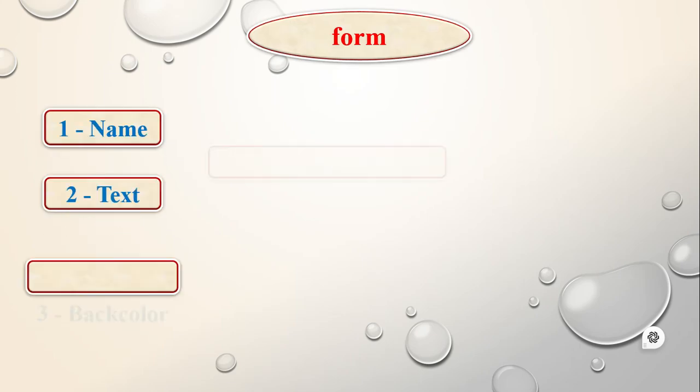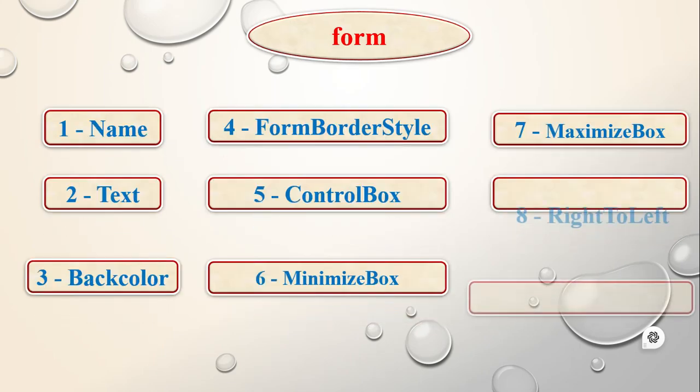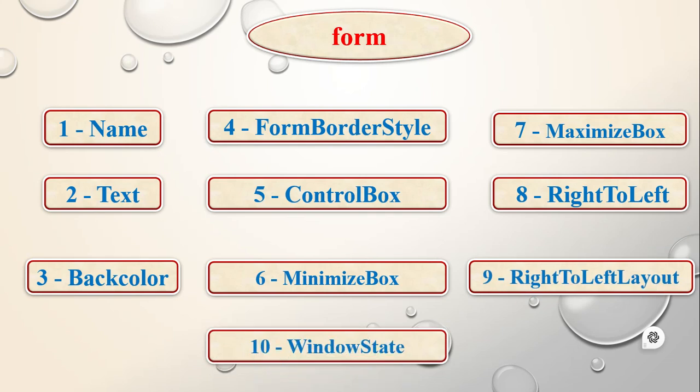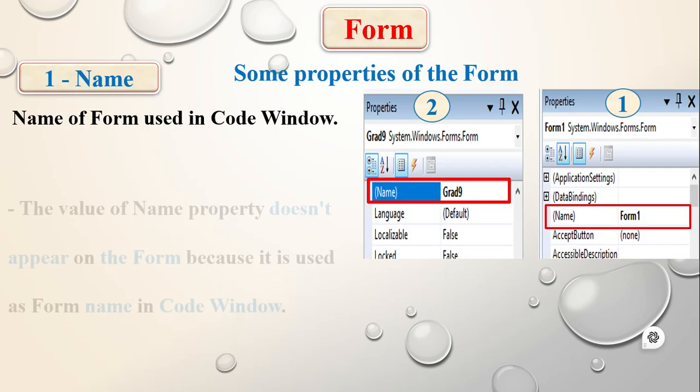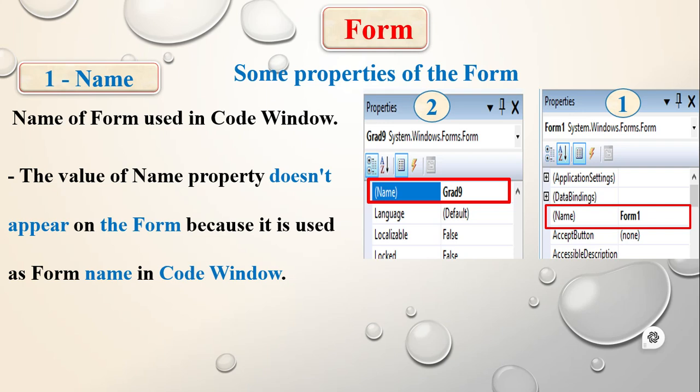So let's go and start with form, and here we have 10 properties for form: name, text, back color, font, border style, control box, minimize box, window state, maximize box, right to left layout. We will start here with the property of name. Property of name in form.